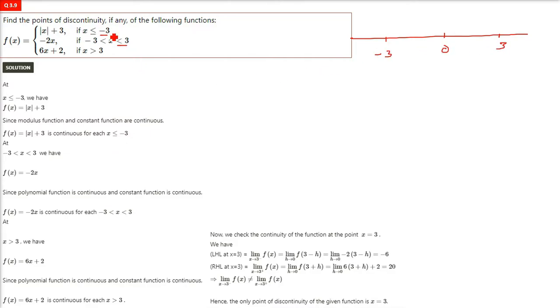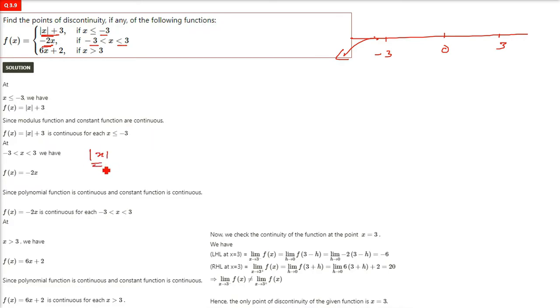Okay. So when x is less than minus 3, when you go this side, on the left hand side, you are going to use mod x plus 3. When you go past minus 3, that is on the right hand side of minus 3, you are going to use minus 2x. And please remember, all these 3 functions are individually continuous, that you have to write. I hope you will be able to do that.